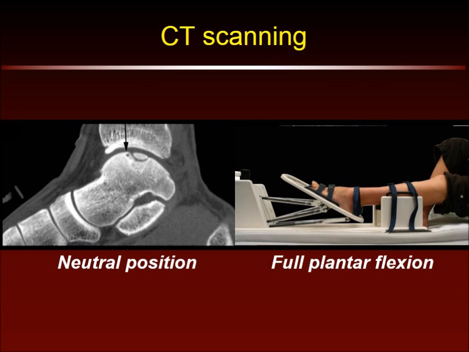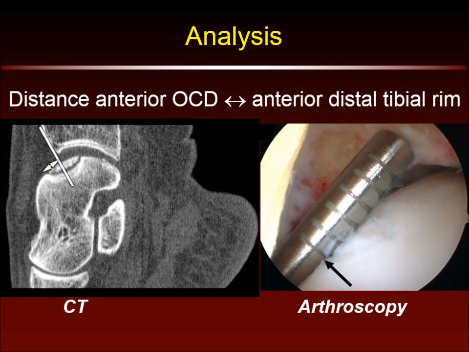This is the distal tibia, this is the anterior part of the defect, and there was a high correlation between the intraoperative and the CT scan. So the CT scan tells you exactly what you can expect during your surgery.